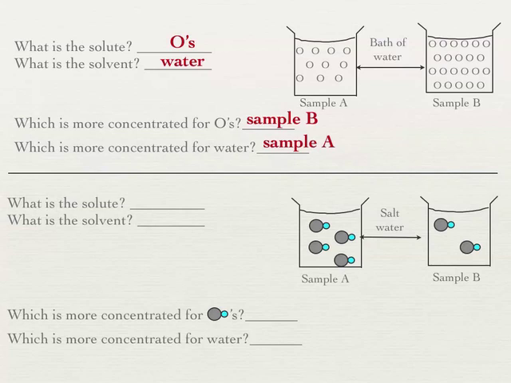All right. Another example. Now we have salt molecules. That's what these represent. What is the solute? Peter? The salt. What is the solvent? Juliet? Water. Which is a higher concentration of salt molecules? Linda? Sample A. Which has a higher concentration of water? Kayla? Sample B.